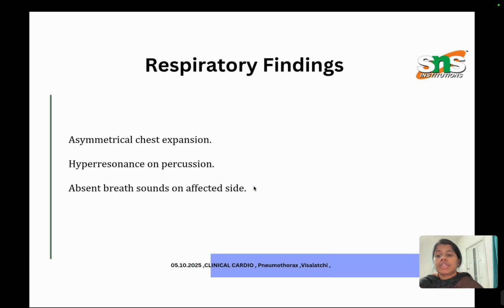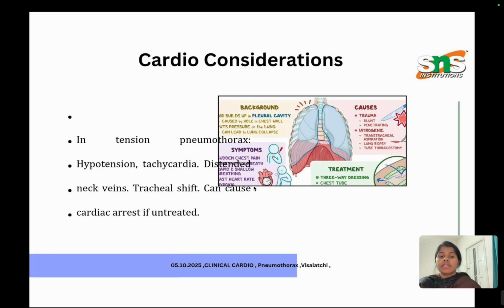Asymmetrical chest expansion, hyperresonance, and diminished breath sounds on the affected side are also seen. Coming to cardiac considerations, as I told before, there can be hypotension and tachycardia, and some patients might have a tracheal shift in which the trachea shifts to either side. That could be the right side or the left side, but it will not be in the center, where it is supposed to be.